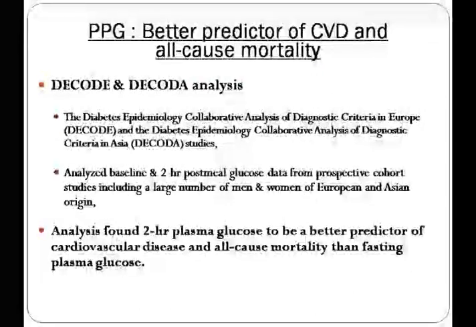There have been various studies like the DECODE and the DECODA analysis, which was the Asian part of that. It analyzed baseline and 2-hour post-meal glucose data from prospective cohort studies, including a large number of men and women of European and Asian origin. This analysis found that a 2-hour plasma glucose was a much better predictor of cardiovascular disease and all-cause mortality than just fasting plasma glucose.